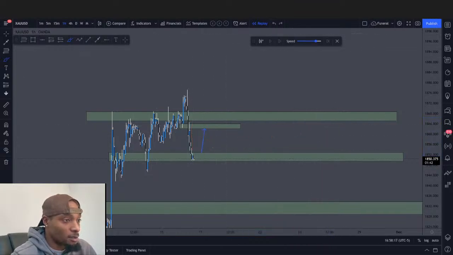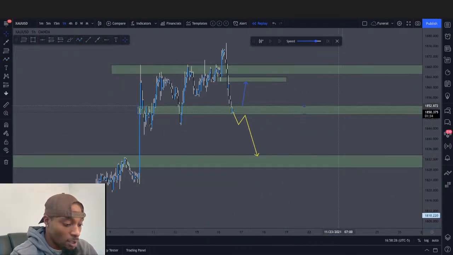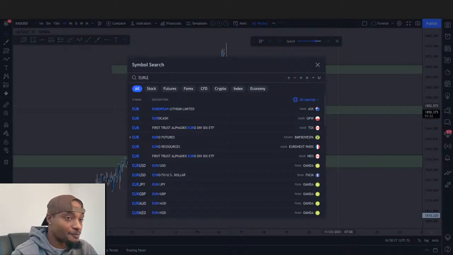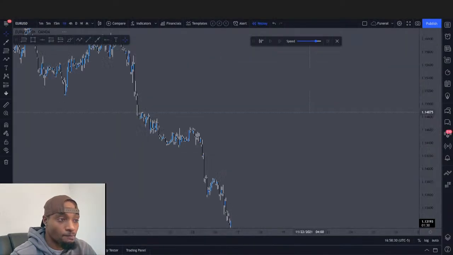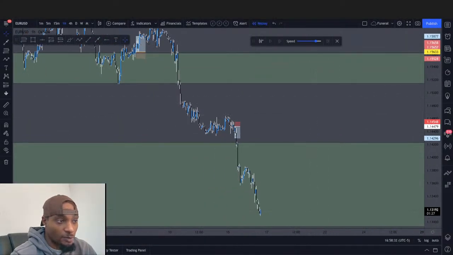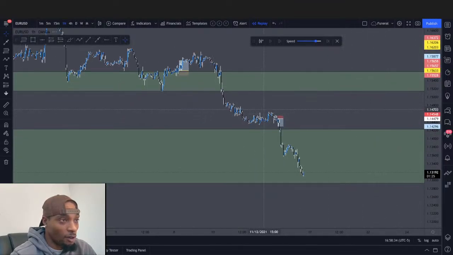And you could also get a market that just peaks, breaks down, comes all the way back down here. Looks like what EUR/USD is doing, for example. EUR/USD has just been breaking structure and just falling.